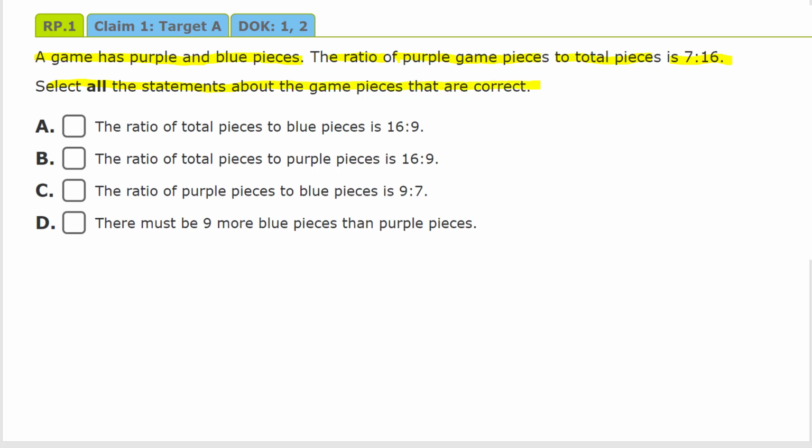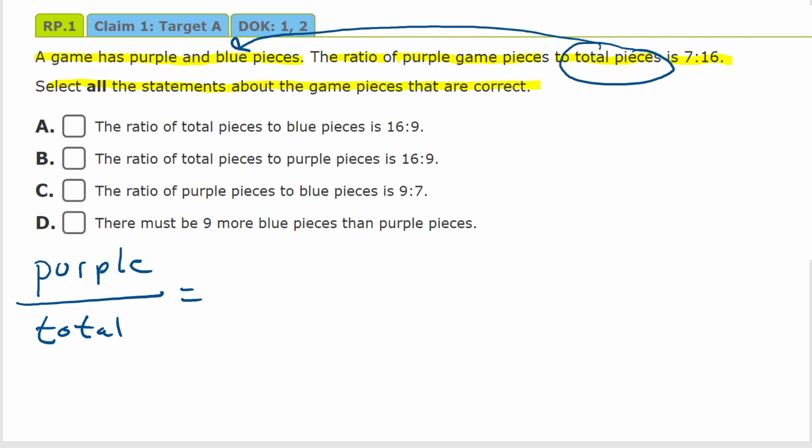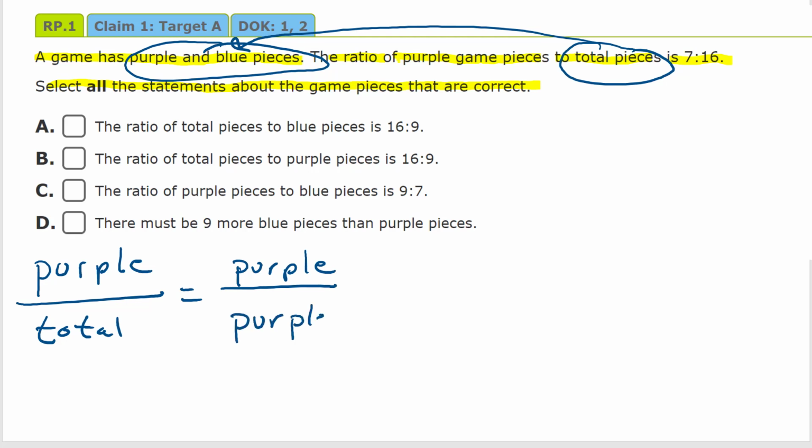Well, let's focus on the ratio. The ratio is purple pieces to total pieces. Well, what are the total pieces? Well, the total pieces are all the way over here. It's the purple and blue pieces. So another way we can write this ratio is purple pieces over the total pieces, which is made up of purple and blue pieces. So that can be our ratio. And so, according to the problem, that ratio is 7 to 16.